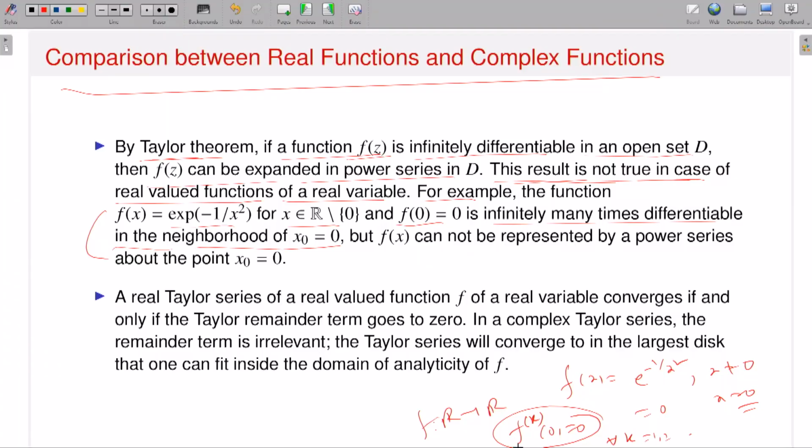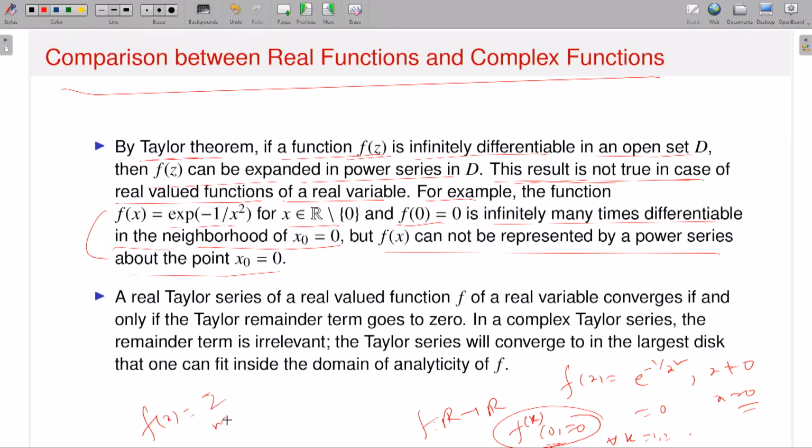And not only that, what is the value of the kth derivative of this function? The kth derivative of this function at the point 0 is exactly equal to 0. So this is very nice. Then I am saying that f of x cannot be represented by a power series around the point x naught equal to 0. Why? Suppose I write this power series around the point x naught equal to 0, then what will be the expression?